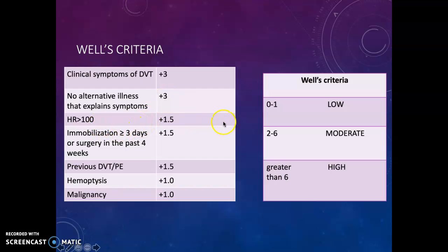If the heart rate is greater than 100, you add 1.5. If they have been immobilized for duration of greater than 3 days or have had surgery in the past 4 weeks, you add 1.5. Previous DVT also increases the chance of developing a subsequent DVT, so that adds a score of 1.5. And if they have hemoptysis and malignancy, you add 1 for each of those. Depending on the Wells criteria, you treat the patient.